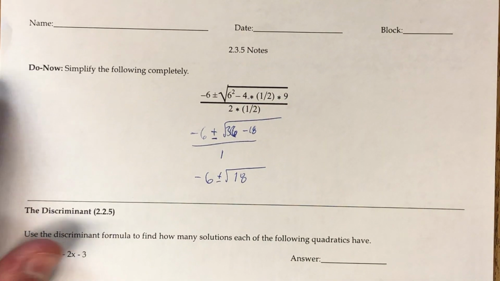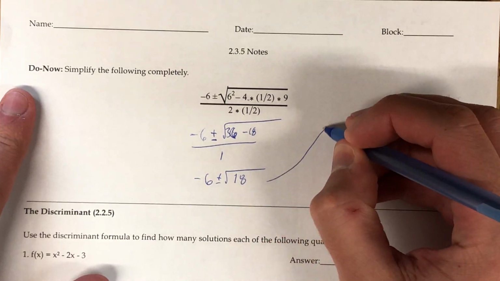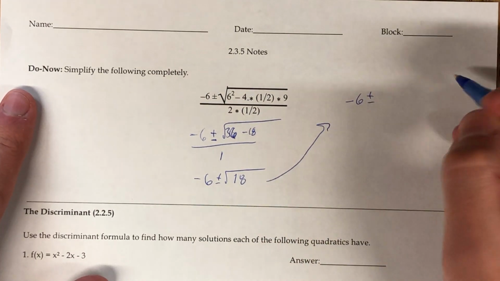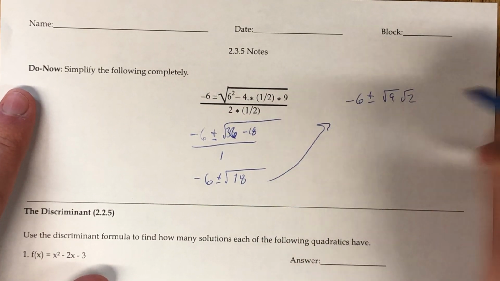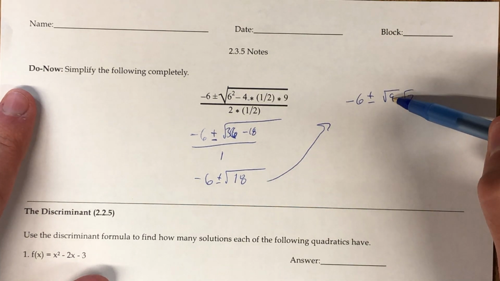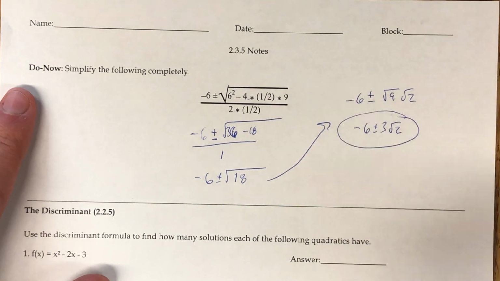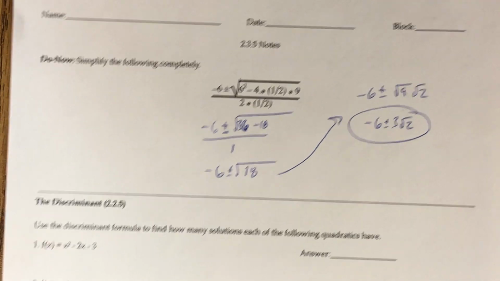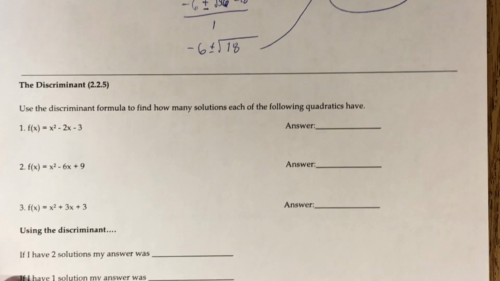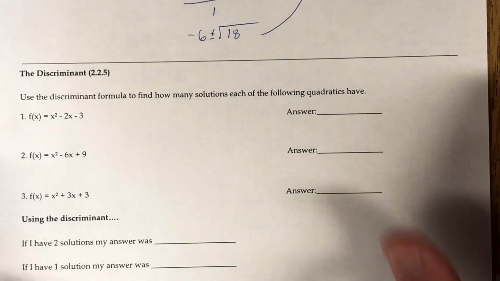18 is not a perfect square. That does not mean we stop. We look for perfect squares that factor into 18. So I know 9 times 2 is 18, so I can write the square root of 18 as the square root of 9 times the square root of 2, which would be 3 root 2. And that's it. Okay. So the focus for today is on the discriminant.